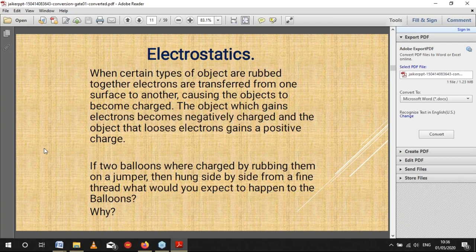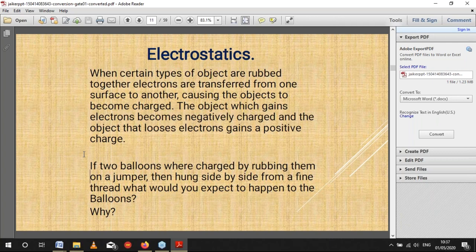Now what this formula is telling us is that the force between two points Q1 and Q2 is directly proportional to the product of their magnitudes and inversely proportional to the square of the distance between them. Where F is the force, Q1 and Q2 are the two point charges, and R squared is the distance separating them.